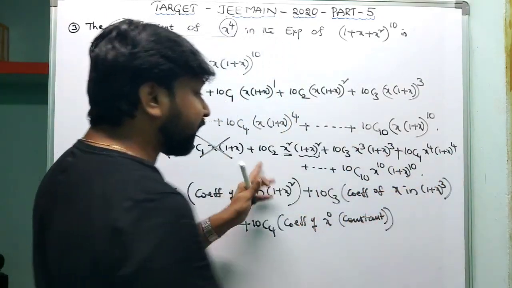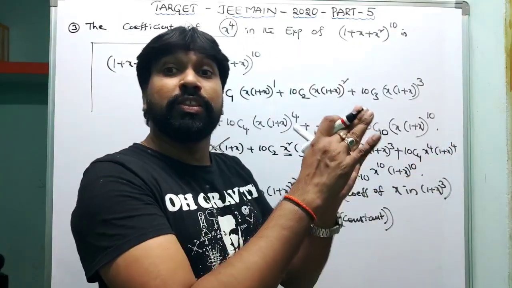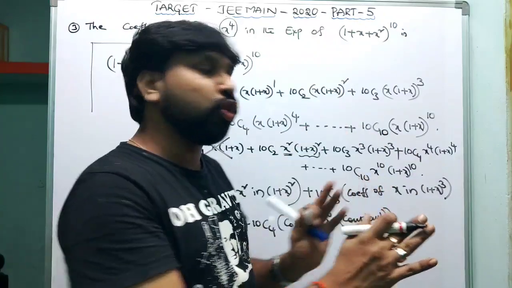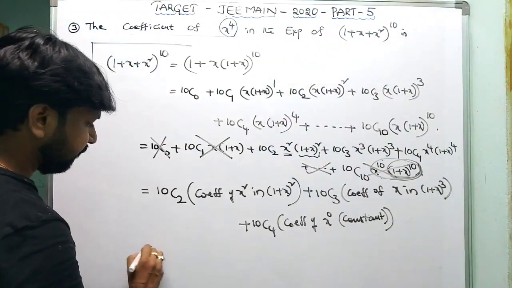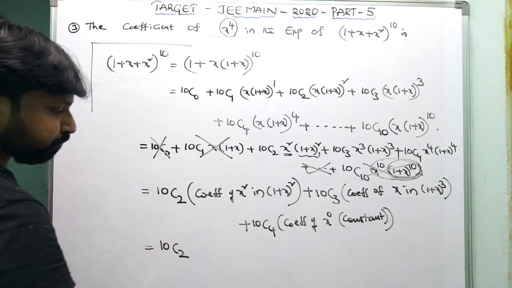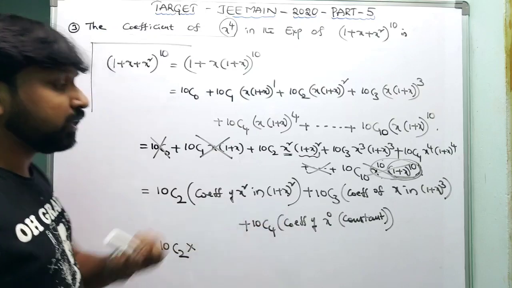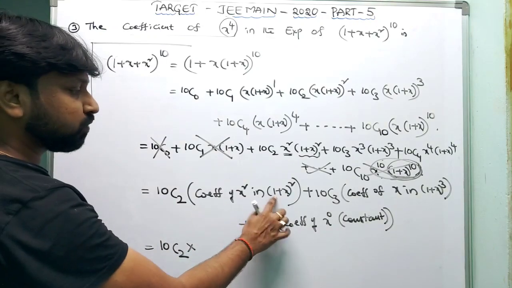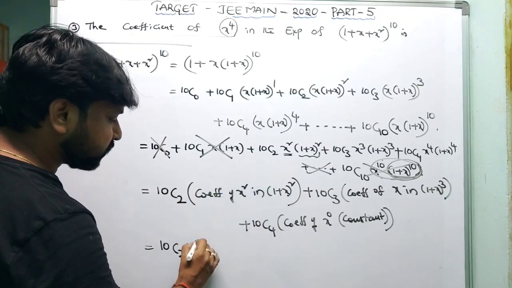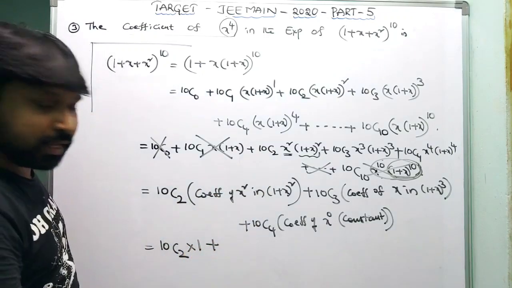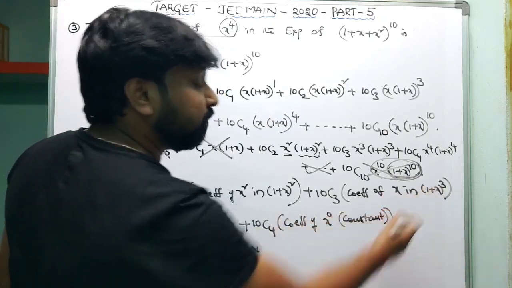Find the constant, then compare, and that's enough. If you observe, from the upcoming terms onwards you will get x^5, so there is no x^4 coefficient in further terms. Now let us simplify very easily. So 10C2 into the coefficient of x² in (1 + x)². (1 + x)² means 1 + x² + 2x, so the x² coefficient is 1. Plus 10C3 into the x coefficient in (1 + x)³.